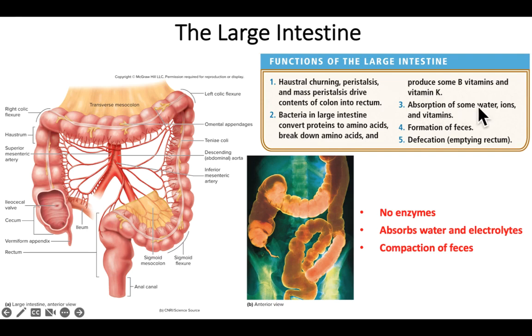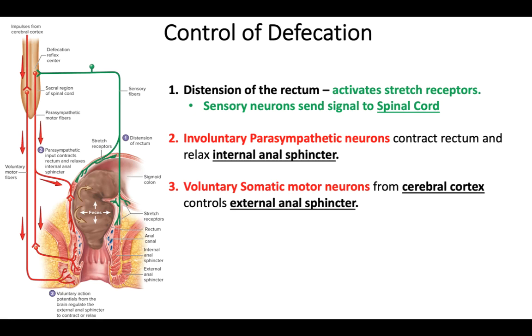The large intestine is going to absorb water. In that water, there might be some ions and vitamins as well. And then ultimately, we form the feces. And then obviously, we got to get rid of that through the process called defecation. So no enzymes produced by your large intestine, absorption of water and electrolytes, compaction of feces, and then elimination of feces. How does that happen?